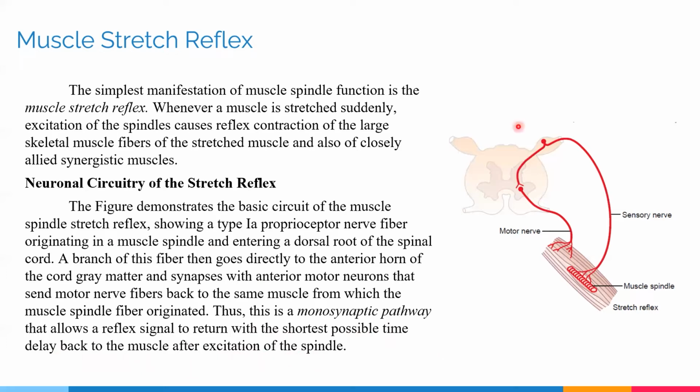Here we can see the whole muscle stretch reflex, where the sensory nerve, after a monosynaptic pathway, that is one synapse occurring, signals to the motor nerve, which helps in the contraction of the muscle.